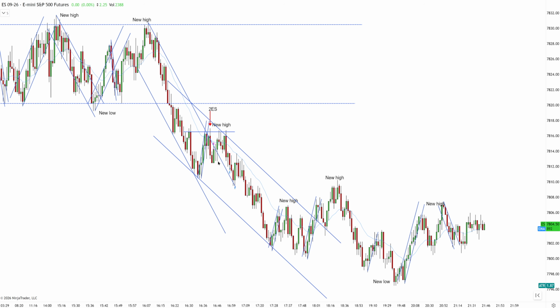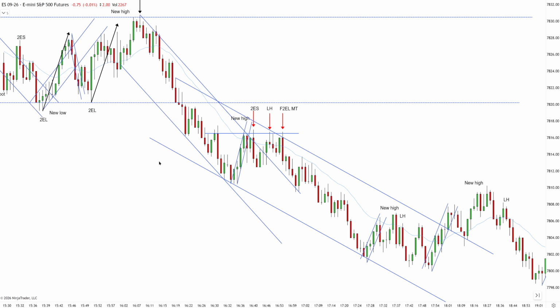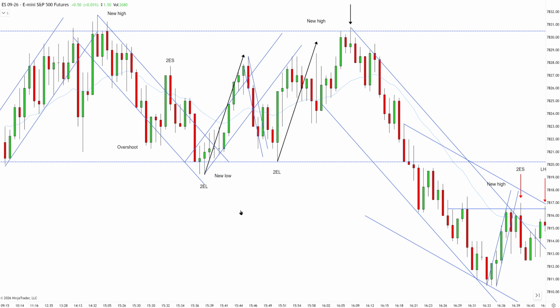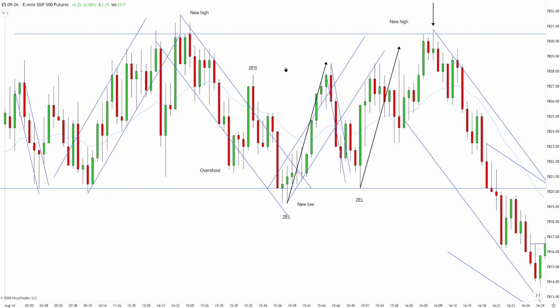Right, traders, I'm going to wrap it up with my one trade. So this is the overall structure for today. We started with a very slow and choppy trend range, which means the trend range is healthy.